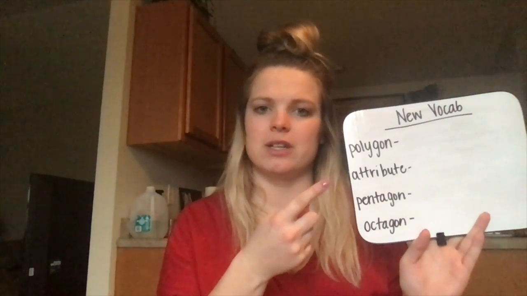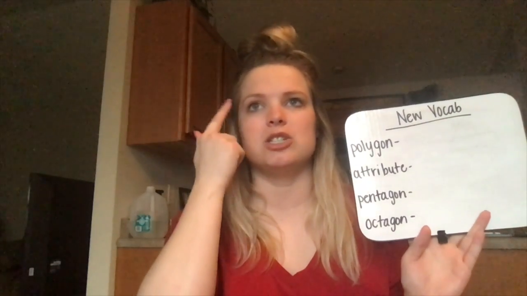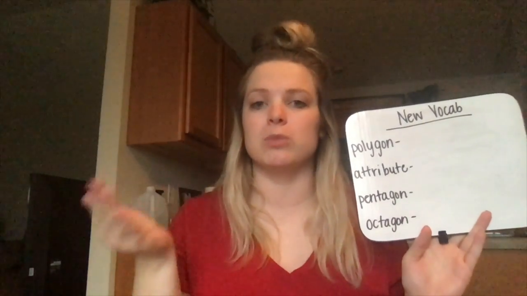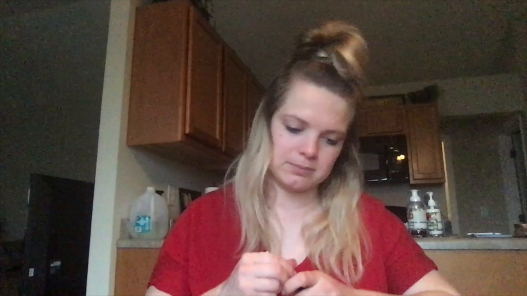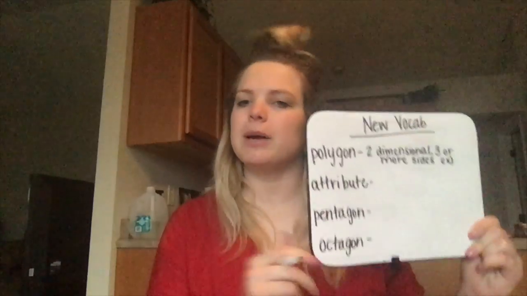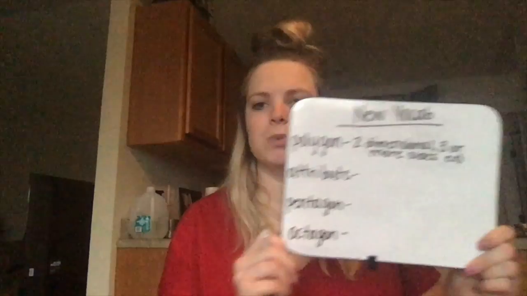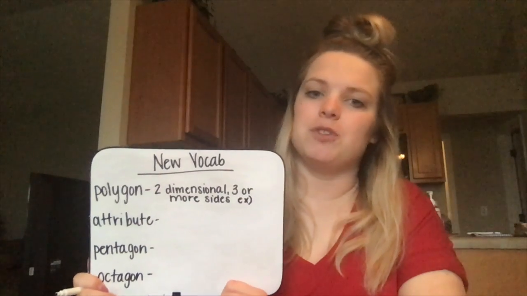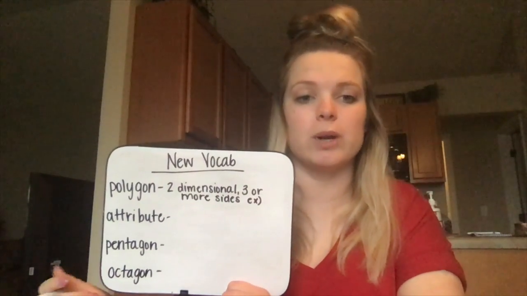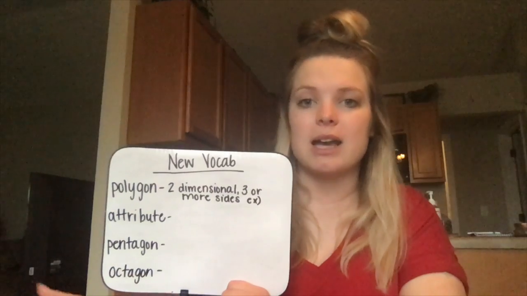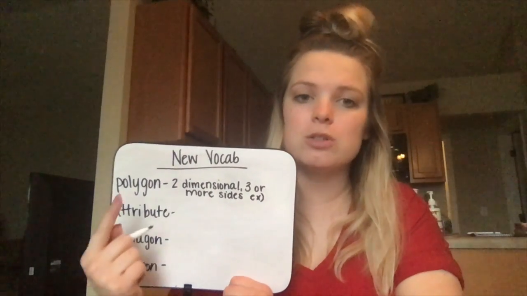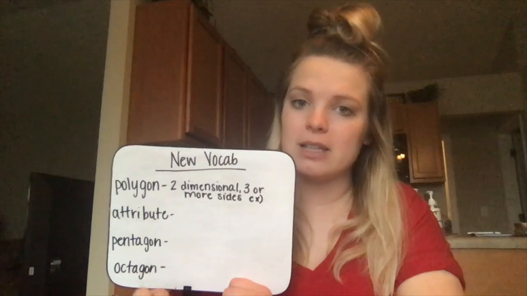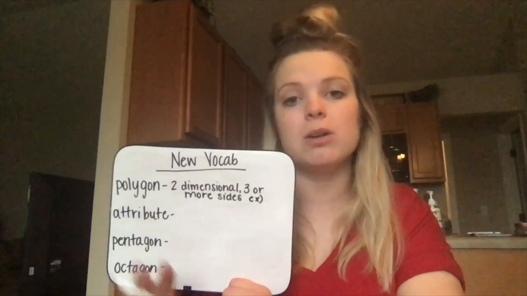So while I write down the definition, I want you to think. Can you think of any shapes that have 3 or more sides? You do that while I write down the definition. All right, so while I was writing down the definition, I was wondering, did you think of any examples of polygons? If you thought of things like triangles, squares, rectangles, hexagons, you would be right. Those are all polygons. They're all flat, 2-dimensional figures with 3 or more sides.